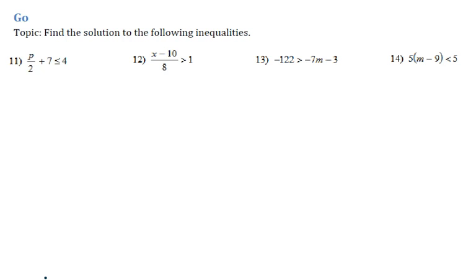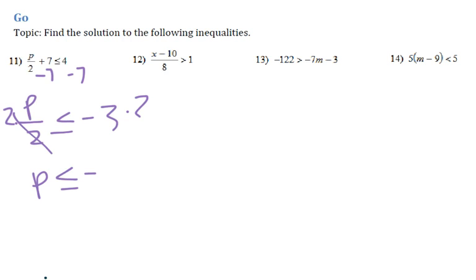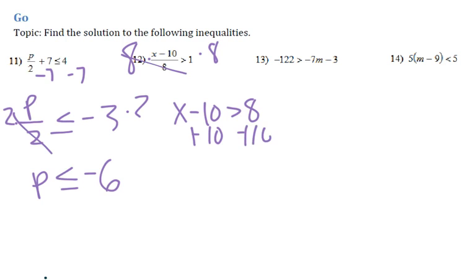Alright, so last ones. Just solving single variable inequalities. So we just treat them like equations. Minus 7, p over 2 is less than or equal to negative 3 times by 2. We get p is less than or equal to negative 6. This one, because the whole thing's in the fraction, we multiply by 8 first. So we get x minus 10 is greater than 8. Add 10. We get x is greater than 18.